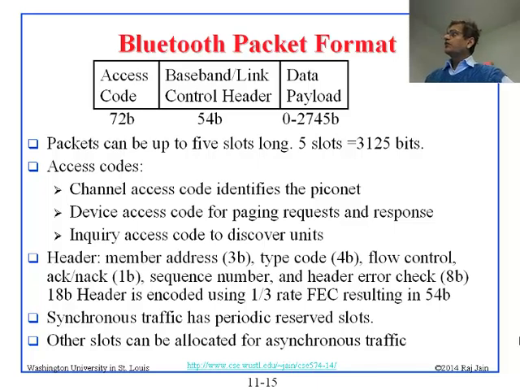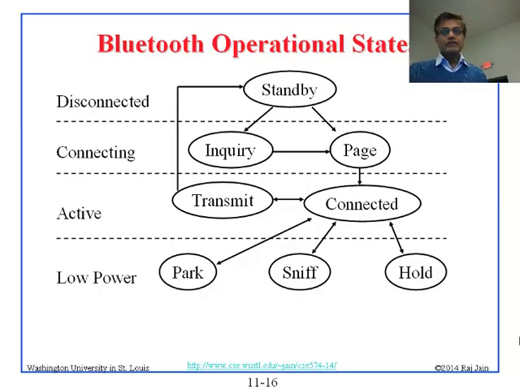Then the control header is only 18 bits long, but it is encoded using 1/3 rate, so basically repeated 3 times. The 18 bits start with 3 bits of the member address. So everyone has a 3-bit address. Everybody actually starts with a 48-bit address, which you probably did in the homework. Bluetooth is the same thing. You have a 48-bit address, but then you come down to 3 bits when you join, because 48 bits would be too long to put into a small message like that.